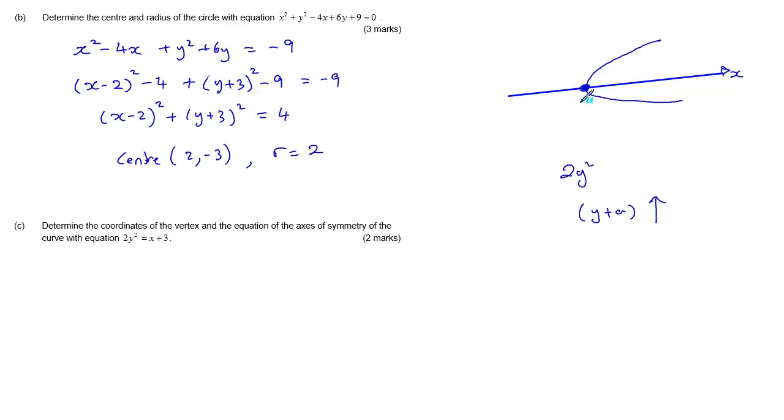Now what we want here for the vertex is to find this coordinate. Now remember, on the x-axis y is 0. So if y is 0, we have 0 = x + 3, which gives us that x is -3. So our vertex is at (-3, 0). The line of symmetry is going to be the x-axis, which is the line y = 0.